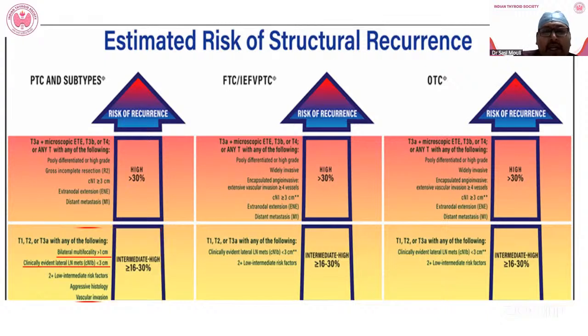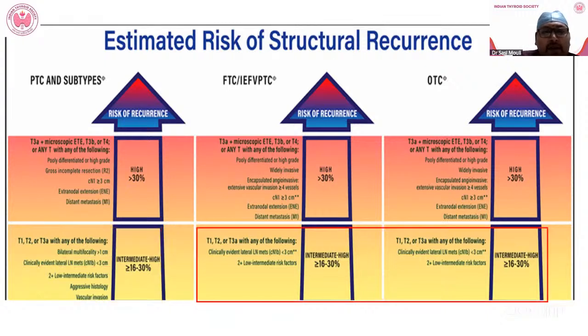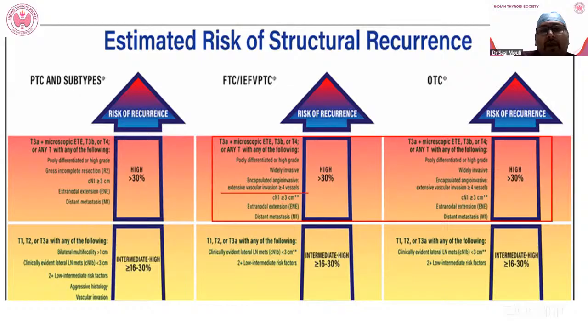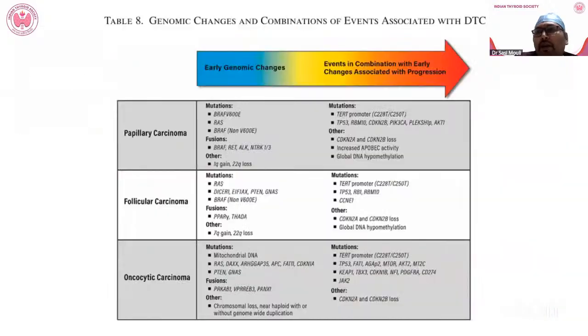Similarly, intermediate to high with FEPTC and OTC, clinically evident lateral lymph nodes, which is less, of course, in FTC and OTCs. Whereas the high risk has got all the high risk features: T3B plus extrathyroidal extension, lymph nodes more than 3 centimeters, PDTC with high grade, extranodal extension. And in this, we have got more than 4 vessel involvement for FTCs and OTCs. So this is a very detailed risk stratification, which is useful for all the physicians, surgeons, and nuclear medicine physicians.